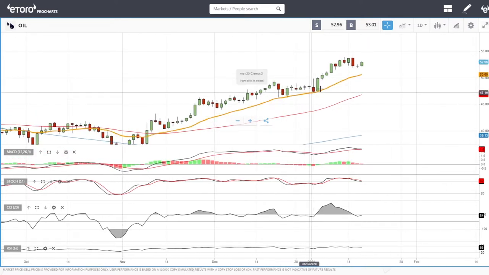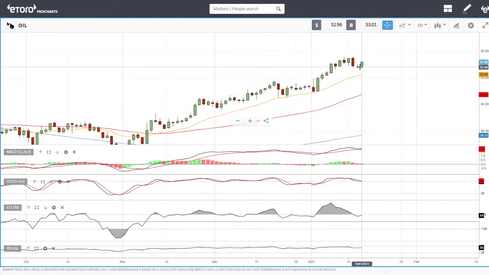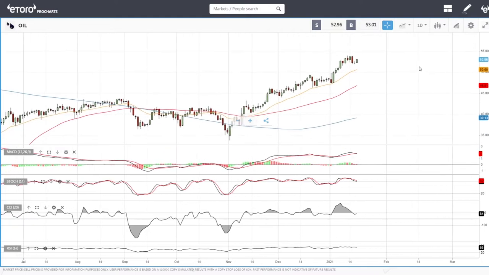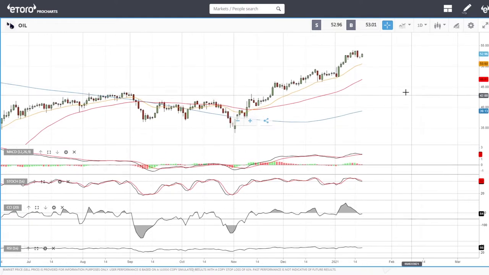Still, the 20 exponential is major support in this market. Pullbacks towards the 20 exponential are to be bought into. Target at this point is 55. I would be very surprised if we go significantly higher in the short run. So we may see a range here at 55 to around 50, or even lower than that, 55 all the way down to 45, probably.